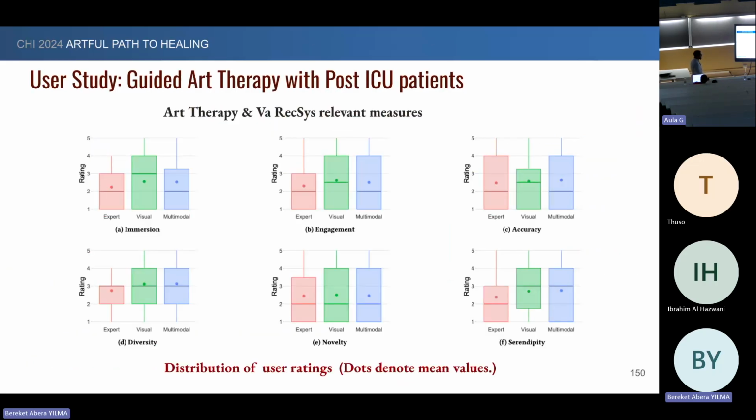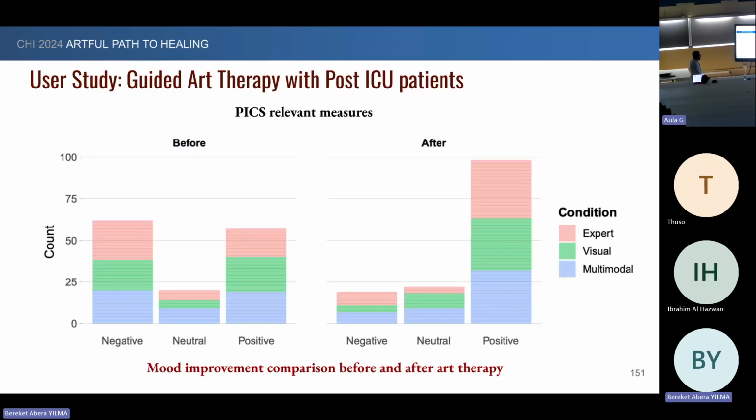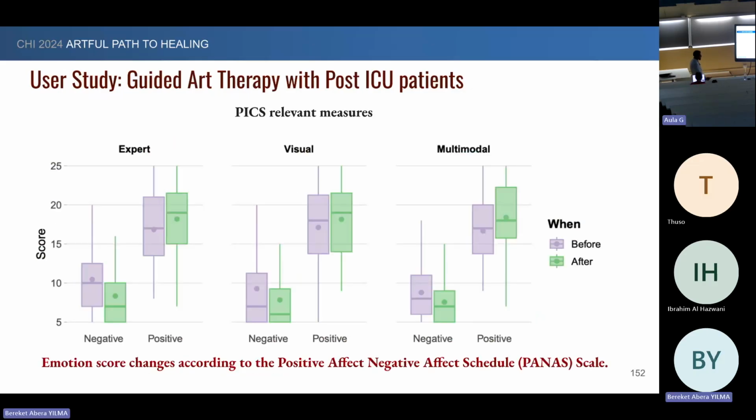And then we assessed all these measures, so engagement, immersion, accuracy. You can see the trend. Both unimodal and multimodal approaches compare favorably, but Resonate tends to perform better than the expert-curated recommendations. And also, we can see an interesting trend emerging in terms of mood improvement in the patients. If you look at this PANAS scale, which is also a PICS-relevant measure, you can see a significant improvement before and after therapy.